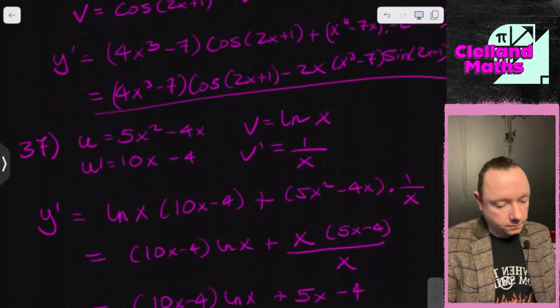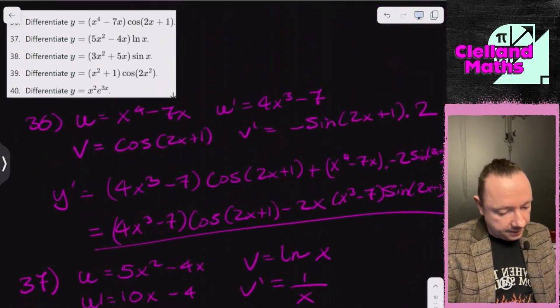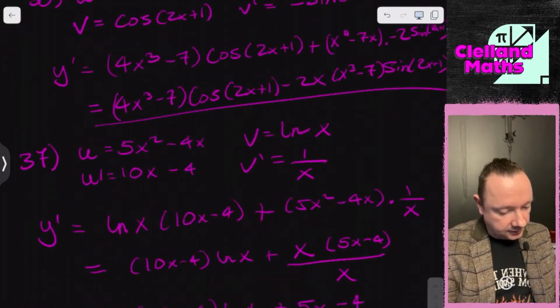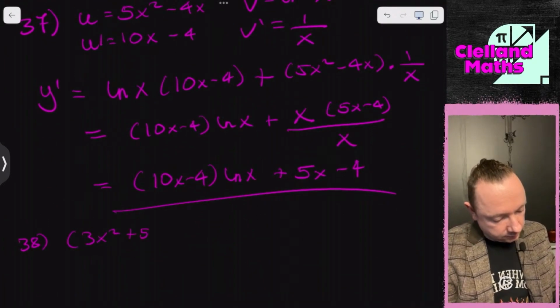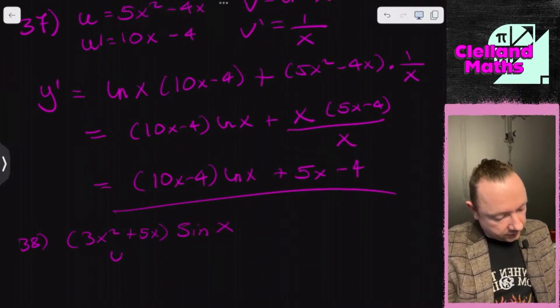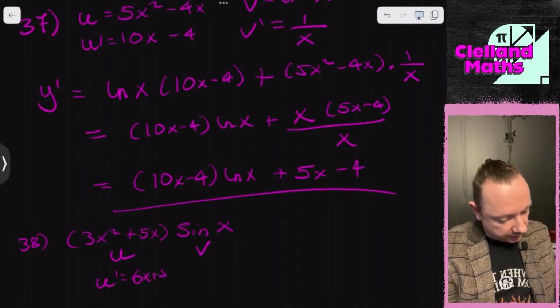Right, next one. What are we on? 38. (3x squared plus 5x) sine x. So there's my u, and there's my v, and there's my u dash, which is 6x plus 5, and there's my v dash, which is cos x.